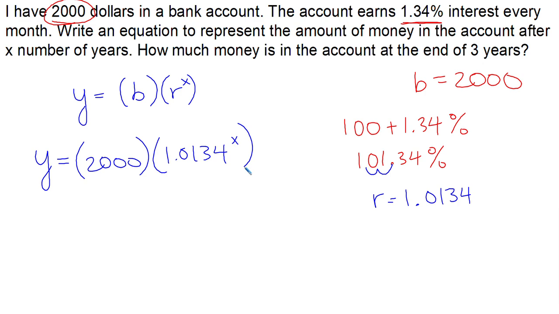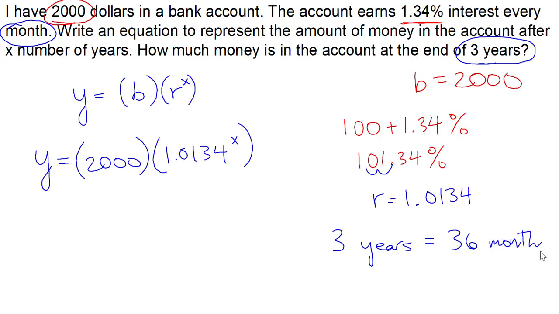So now we have to be careful here about what our value of x is. It says how much money is in the account after 3 years, but we're earning this interest every month. So we need to take into account that 3 years is equal to 36 months because there are 12 months in a year. So 3 years is going to be 36 months.